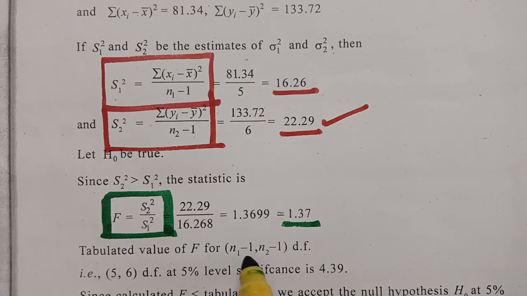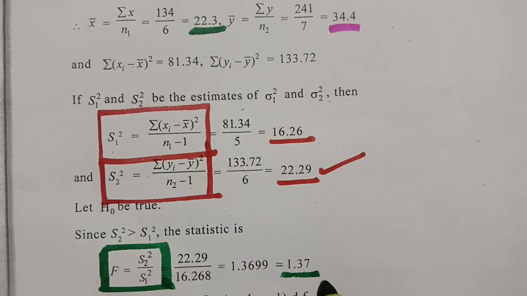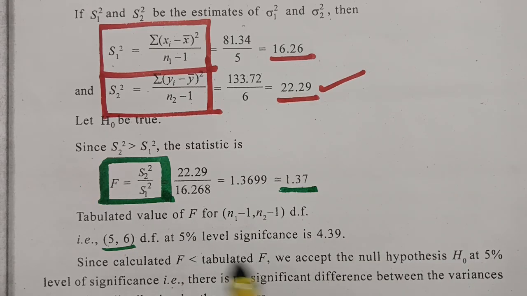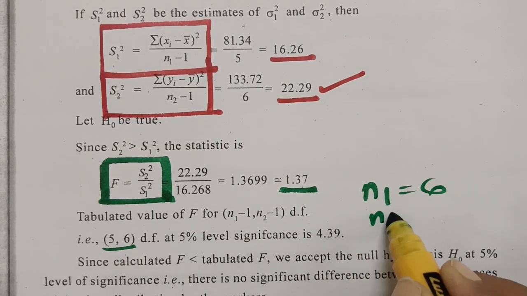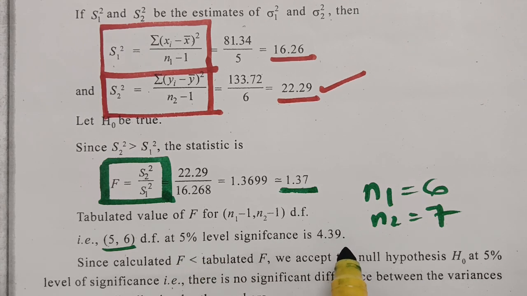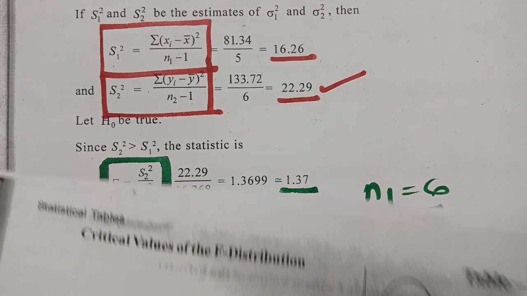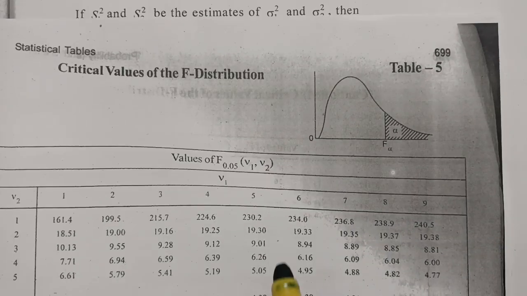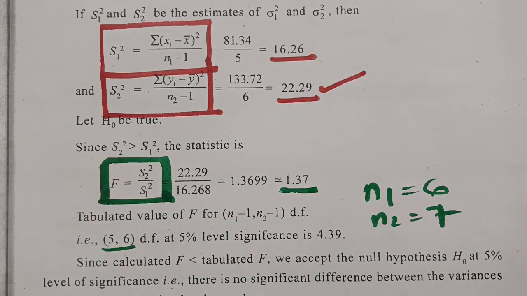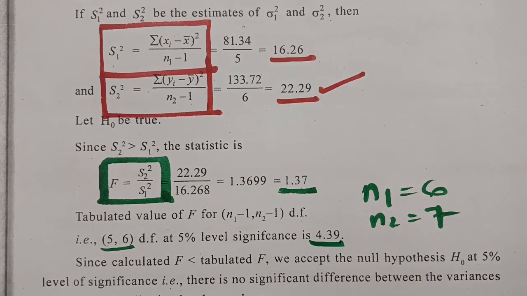And for degrees of freedom, n1 minus 1 and n2 minus 1. What is n1 here? n1 is 6 and n2 is 7. That is 5 comma 6, the degrees of freedom, as n1 is equal to 6 and n2 is equal to 7, and we subtract one from each. So this is 5 comma 6 at 5% level of significance. Here we are going to check from the table, 5 comma 6. So this is the F distribution. The value here is 5 for V1 and 6 for V2, that is 4.39.